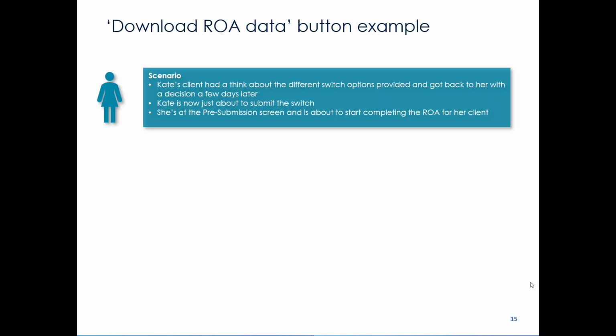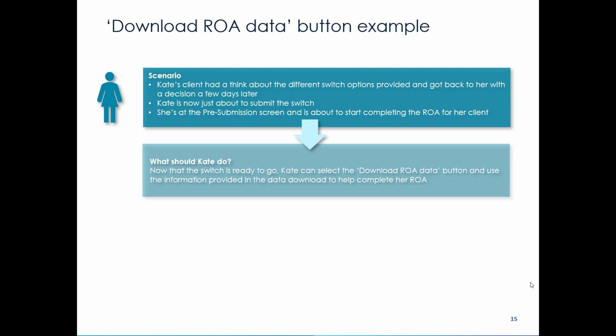So now let's look at an example using the ROA Data button. In this scenario, Kate's client had to think about the different switch options that she'd earlier provided and got back to her with a decision a few days later. Kate is now just about to submit the switch. She's at the pre-submission screen and is about to start completing the ROA for her client. So what should Kate do?